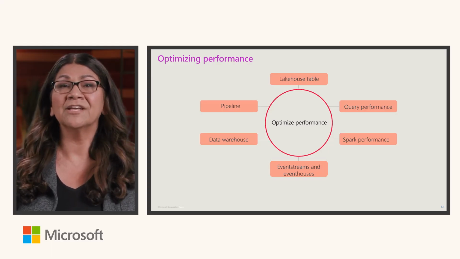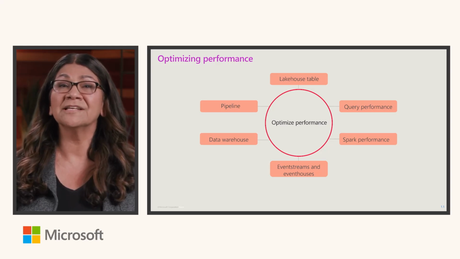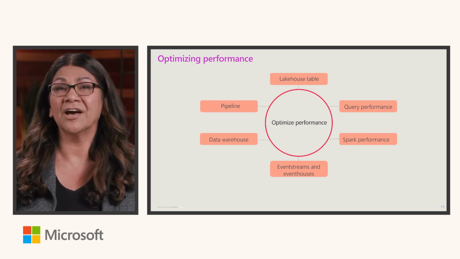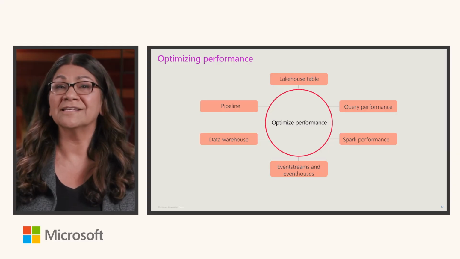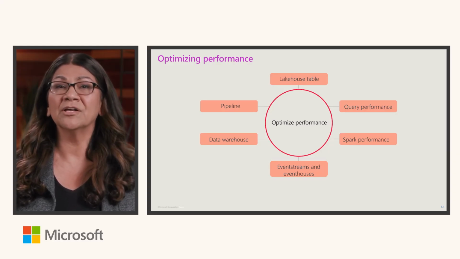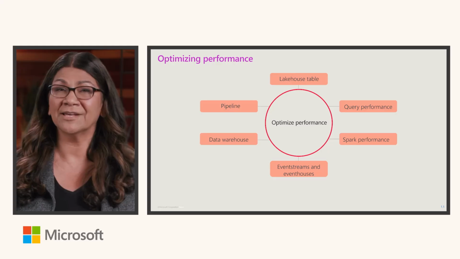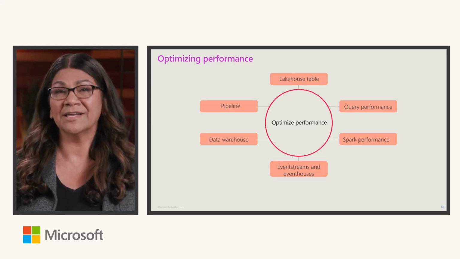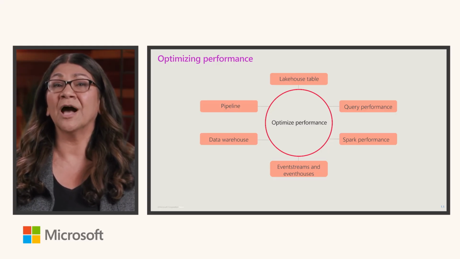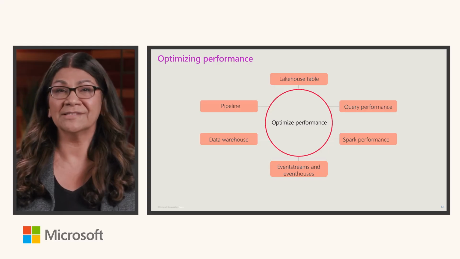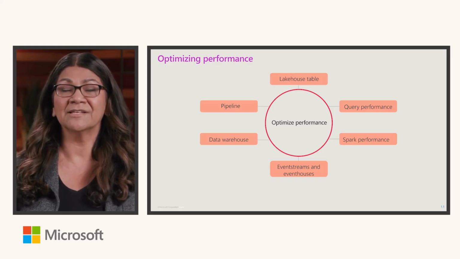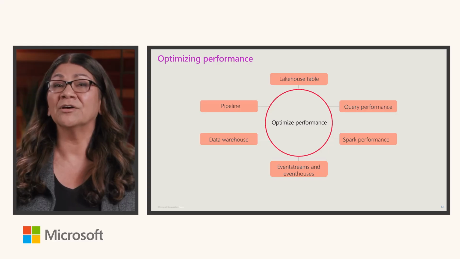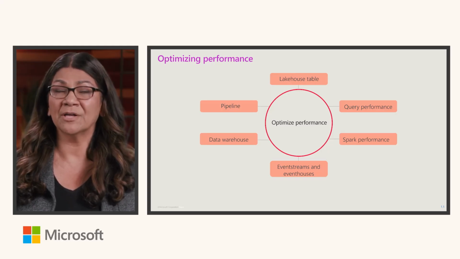Maintenance matters. Use Optimize and Vacuum to keep Delta tables fast and cost-effective. But remember, designing your table structure for your workload is just as critical as running these commands. For pipelines, focus on intelligent throughput optimization and parallel copy settings to maximize data movement. And don't forget, Fabric's AutoTune can automatically adjust Spark configurations for you. Just enable it and let the system learn from your queries.